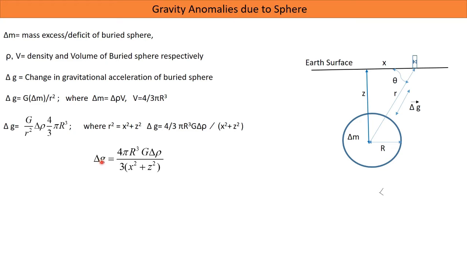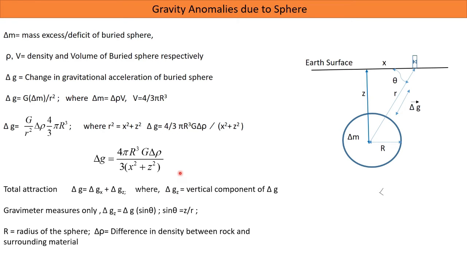The gravitational formula will be delta g, that reduces to that formula with the dependence on the vertical distance and the horizontal distance. Z is the vertical distance of the center of the sphere from the surface of the earth. Now, but in actual case, what do we measure? We actually measure the gravitational attraction only the vertical component, because this has been illustrated in this picture.